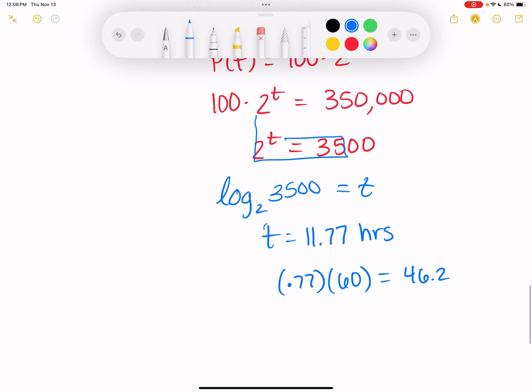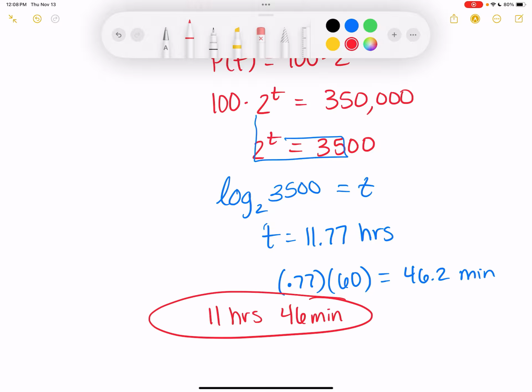So essentially, that's in minutes. So my final answer technically will be 11 hours and 46 minutes. And obviously, I have rounded this number at 11.77 because they keep on going and going and going. So that means that after 11 hours and 46 minutes, 100 bacteria have become 350,000 bacteria. Hence why when you're sick, wipe things down often because bacteria grows like crazy. Now, obviously, every bacteria is different. That's just this particular one. But just for you to see that.